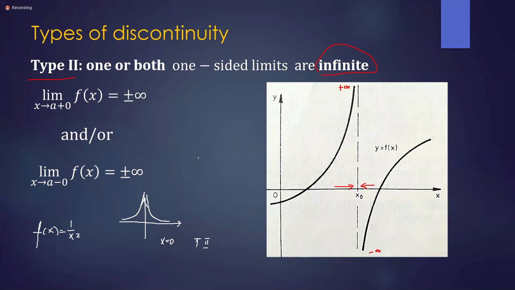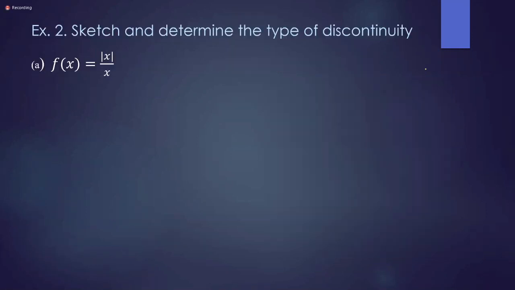All right. Now, some examples for this type 1, type 2. And now let's do some exercises for this. So, type of discontinuity. For that, we need to sketch. We need to understand this function.